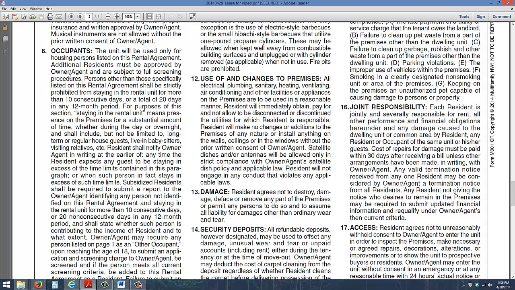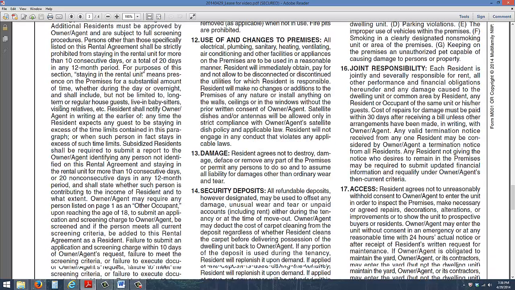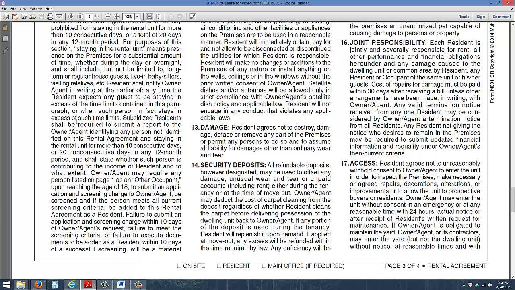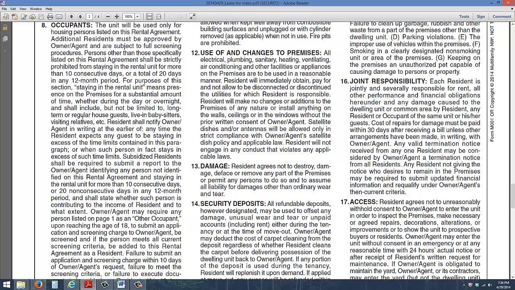Over here in section 8, dealing with occupants, this covers quite a bit of information. Some of the highlights here are that the only people that are allowed to live in the property are the people that are listed on the lease. It also covers a guest policy that says you can have somebody stay in the unit for 10 days in a row or 20 days in a 12-month period. But if you're going to have anybody stay beyond that, then you need to get permission from us.